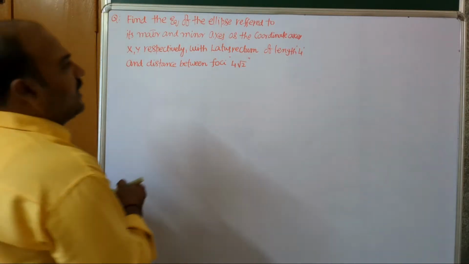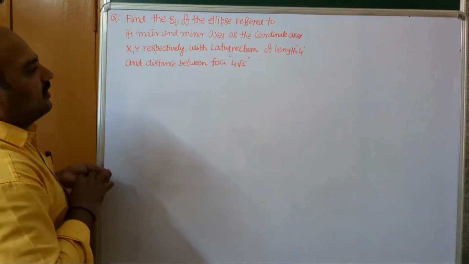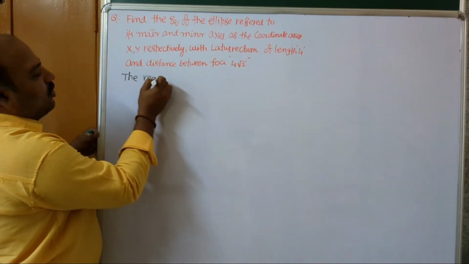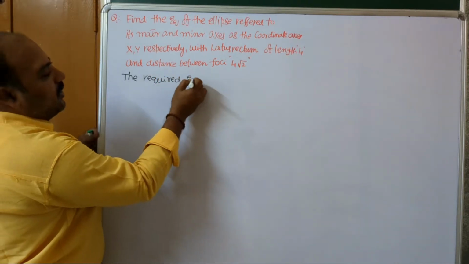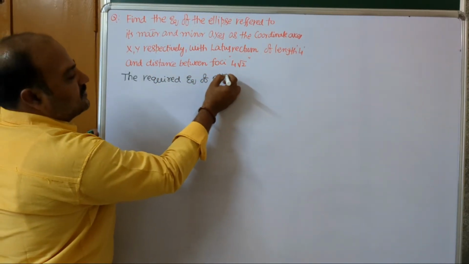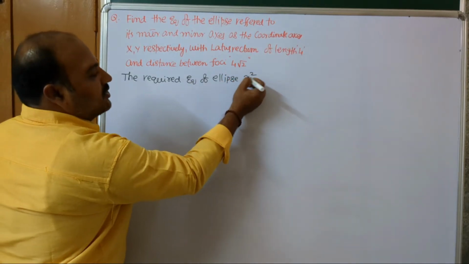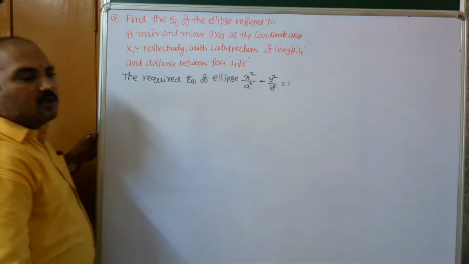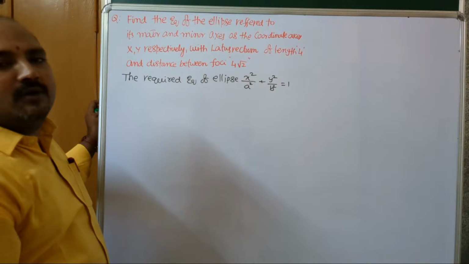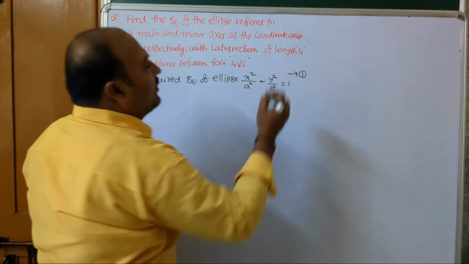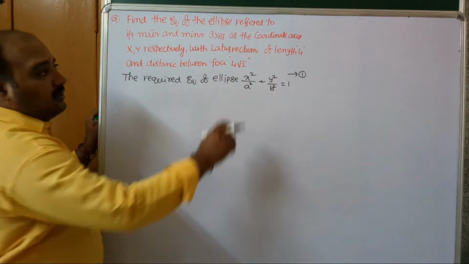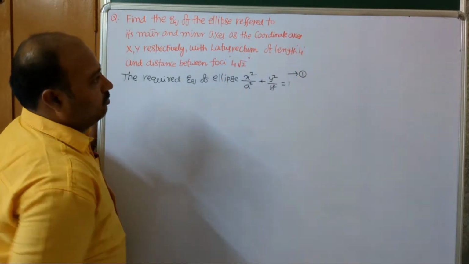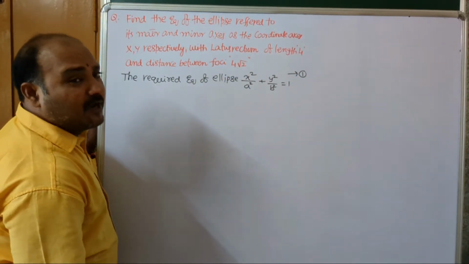So first, standard equation of the ellipse means we can write down the required equation of ellipse. General equation: x square by a square plus y square by b square equal to 1. So the required equation is equation 1. Next, what values are given? Length of latus rectum is 4. Referred to the major axis and minor axis means standard form only.